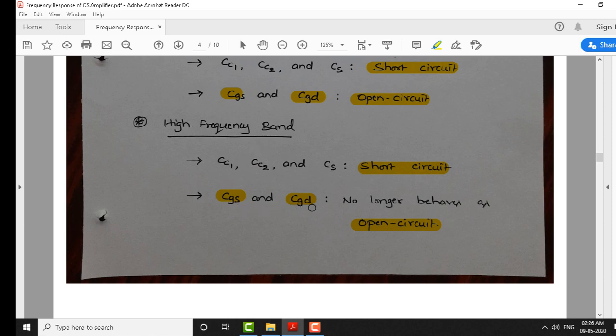The moment these two capacitances act like a short circuit in the high frequency region, this poses several problems. The gate and source become shorted, and the gate and drain become shorted again. So the amplification is reduced by these two capacitances. Therefore the gain drops in the high frequency band.